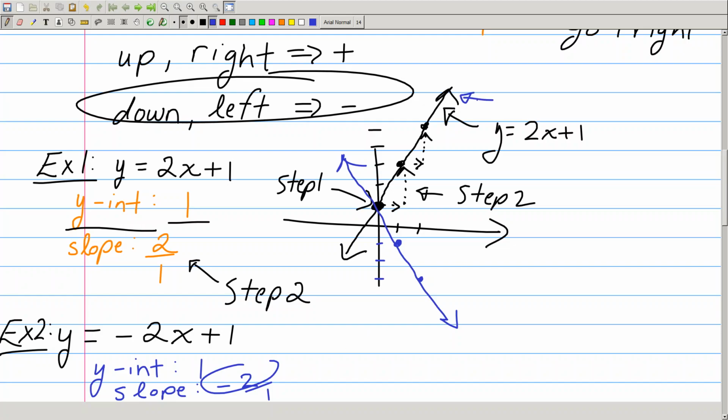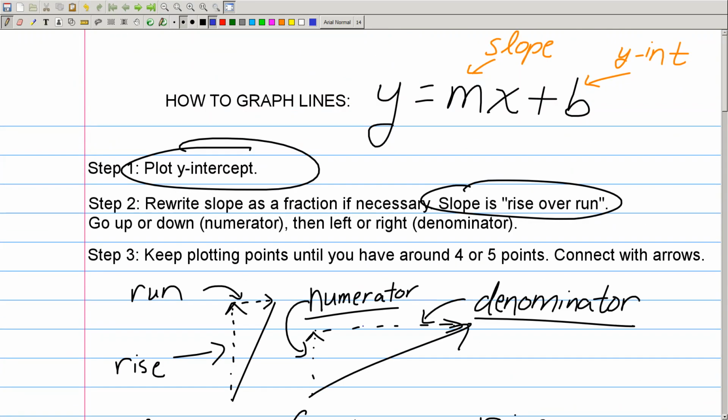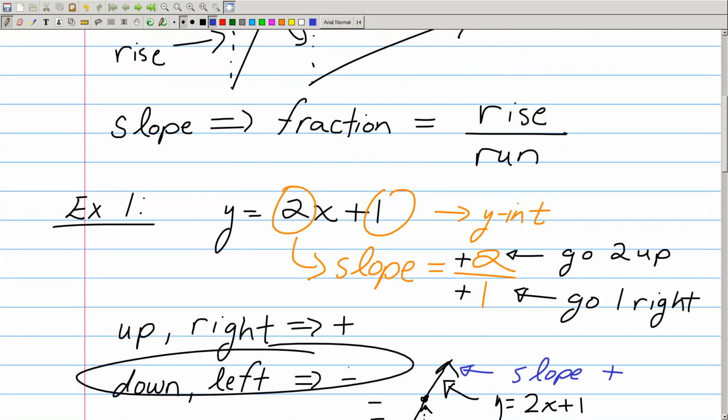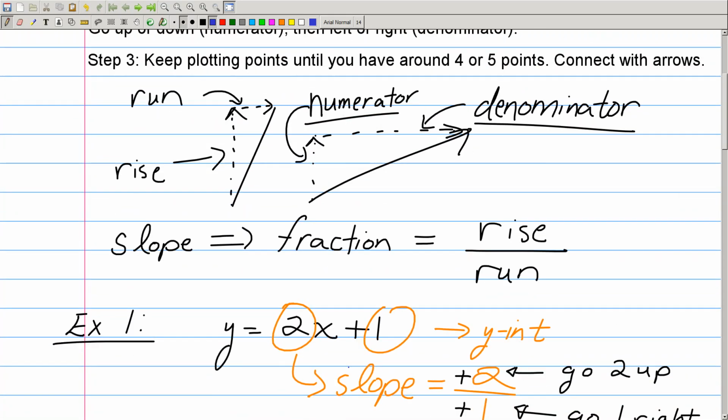Remember, when slope is positive, the line rises to the right. When the slope is negative, the line falls to the right. Okay, so that's where that comes from, and this is basically an introduction on how to plot lines more precisely, more accurately, using the slope and y-intercept.